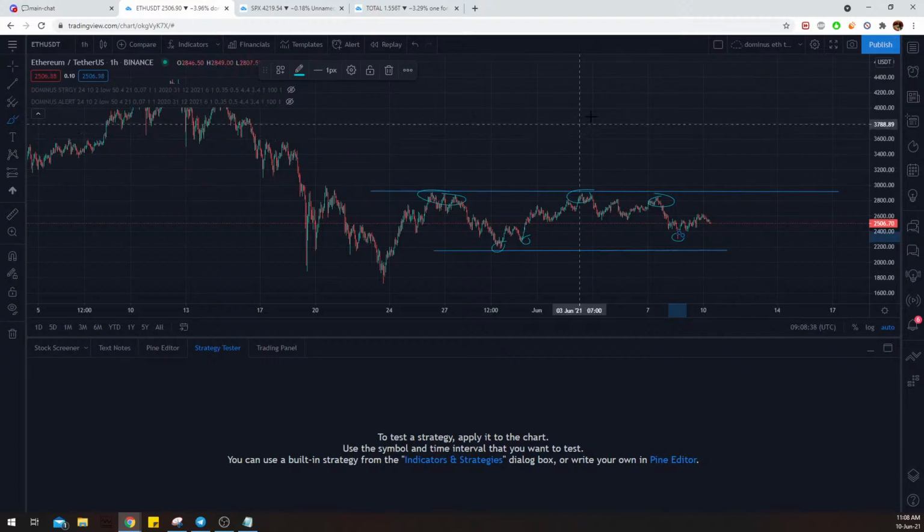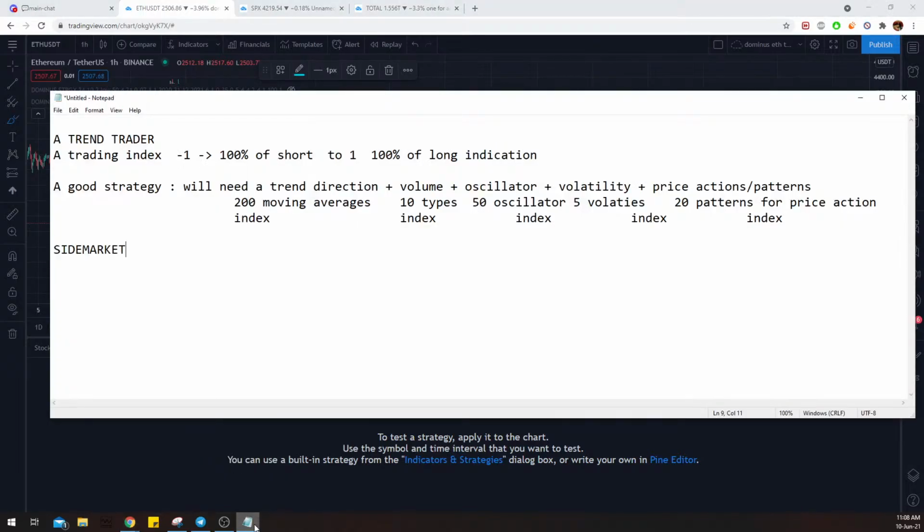And then, from my calculation, because I started to look around the internet and asking people and stuff like that, in general for a side market, what do you need, excluding the support and resistance?